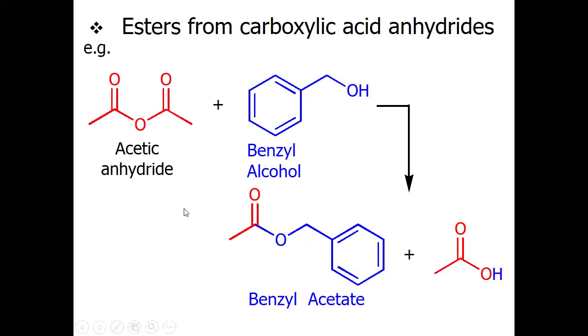Next example: when anhydride reacts with the alcohol, we also may achieve the ester. In this specific example, this is the acidic anhydride, which is reacting with benzyl alcohol, ultimately giving you the benzyl acetate along with the corresponding acetic acid.